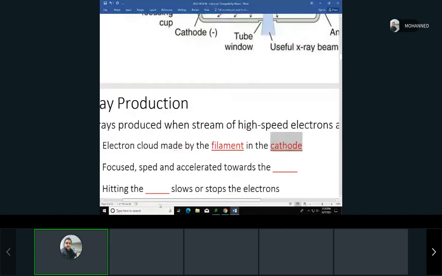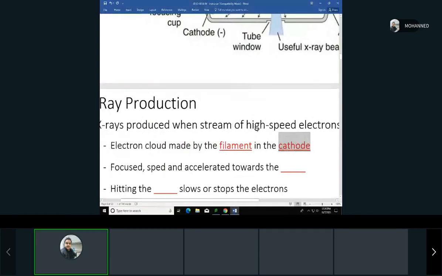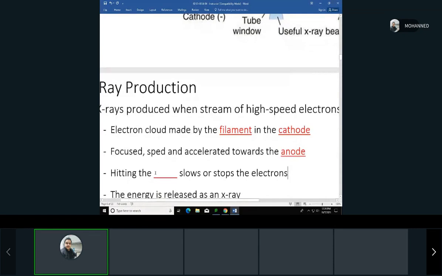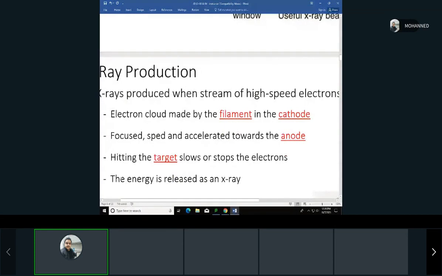So we have an electron cloud made by the filament in the cathode, focused, sped up, and accelerated towards the anode target. Hitting the target will slow or stop these electrons, and the energy released is X-ray. Does that make sense now? Okay, and again, this is how X-ray is produced.